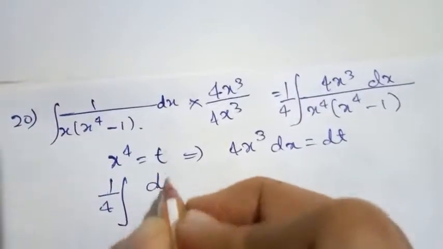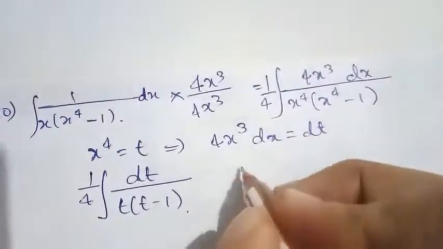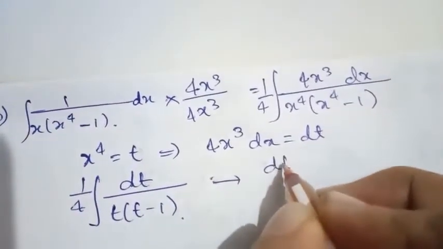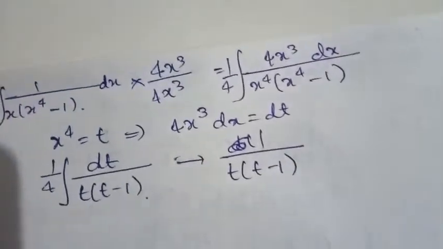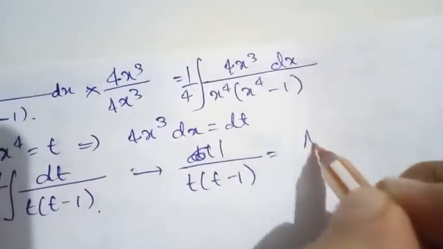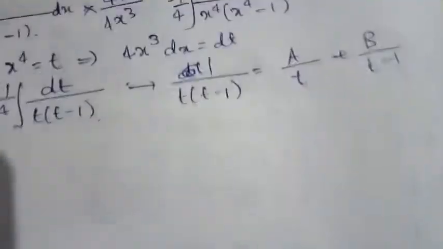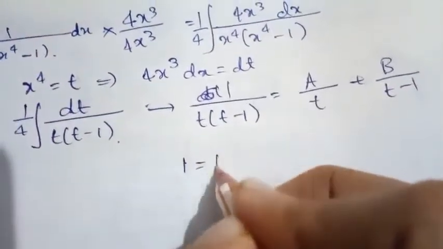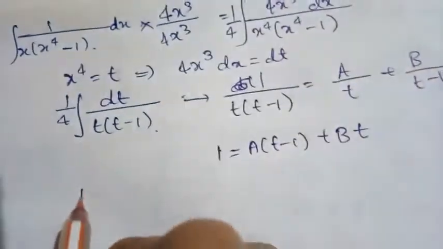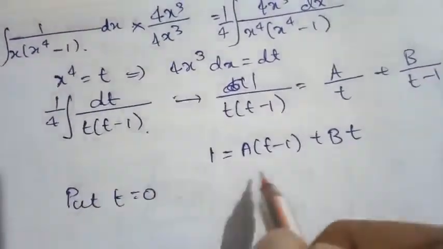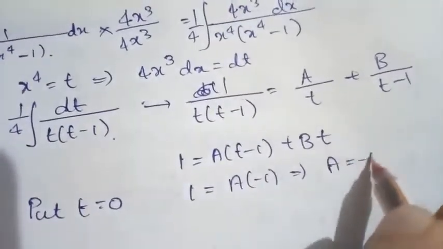Substitute this one here. So 1 by 4 integration of dt divided by t into (t minus 1). Consider the integrand part only, that is 1 divided by t into (t minus 1). Clearly in the denominator we have non-repeating linear factors, so we write it as a divided by t plus b divided by (t minus 1). So we get 1 is equal to a of (t minus 1) plus b into t. Now we need to get the value of a and b. When I put t is equal to 0, I get 1 is equal to a of minus 1. This implies the value of a is equal to minus 1.